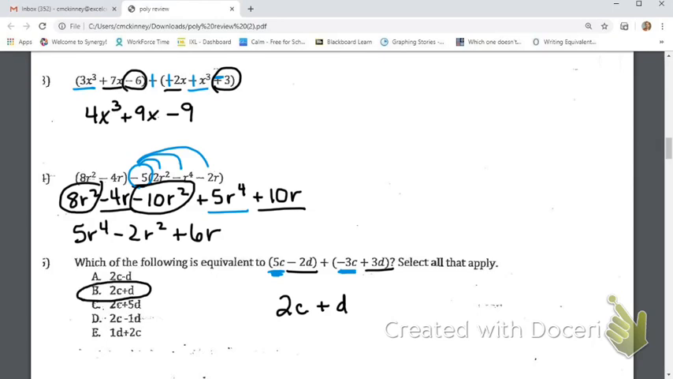Would that be the same as 2C minus D? No. Would it be the same? It's definitely not the same as something that says 5D. And then D, we have a negative sign. No. And then this is just basically switching the order. So B and E? B and E. So with addition, we can switch the order, as long as they're both still positive.